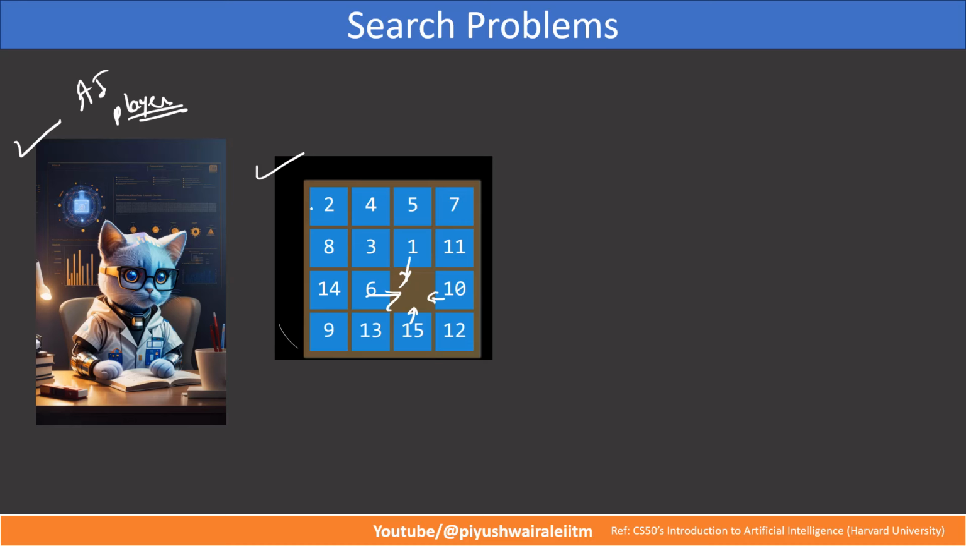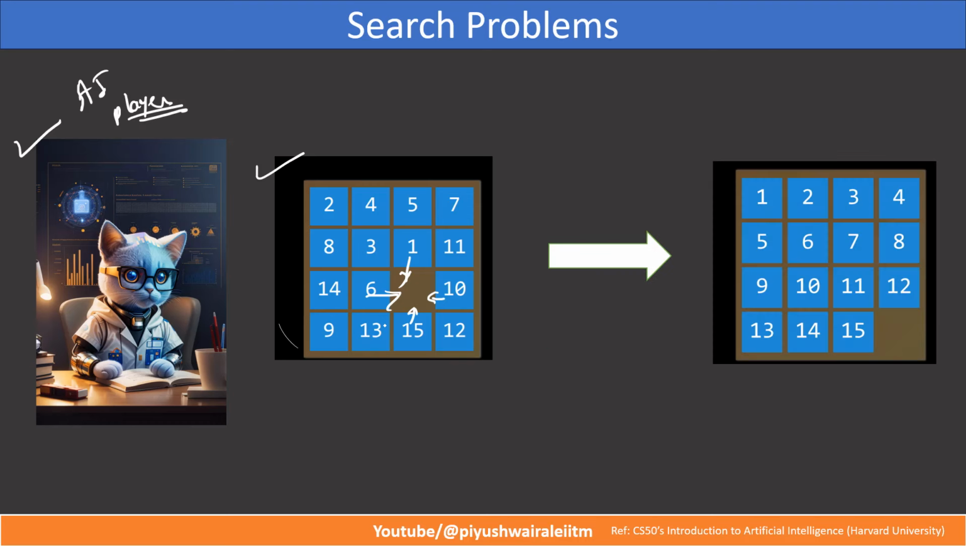So what is the required output here? 1, 2, 3, 4, 5, 6 till 15 in a particular sequence, right? So this is our output. This is our initial state, and this is our final state, right? And this is basically our goal, right? Now this AI player will play this game. So this is our initial state which is given to her.